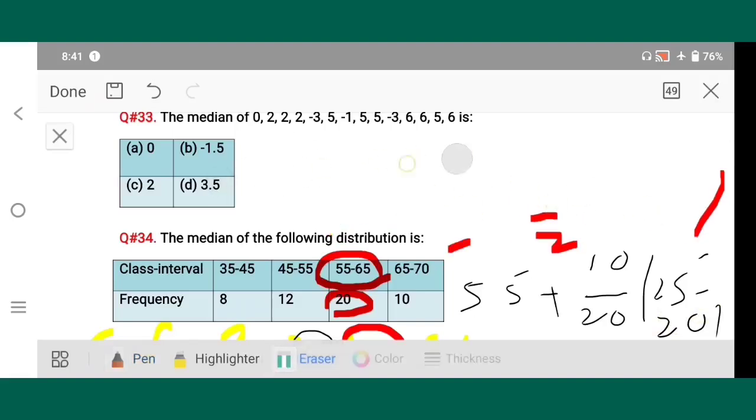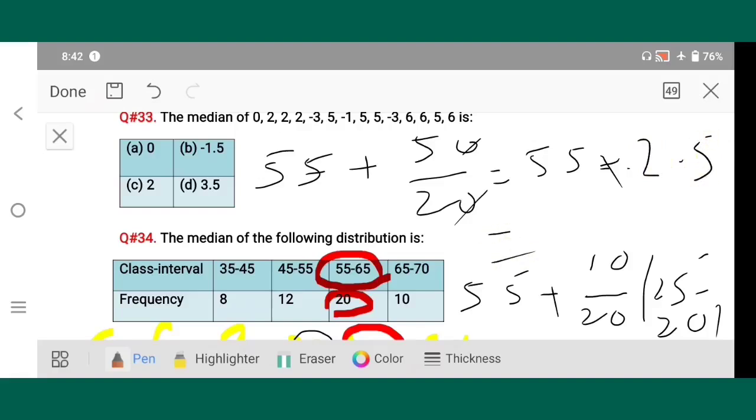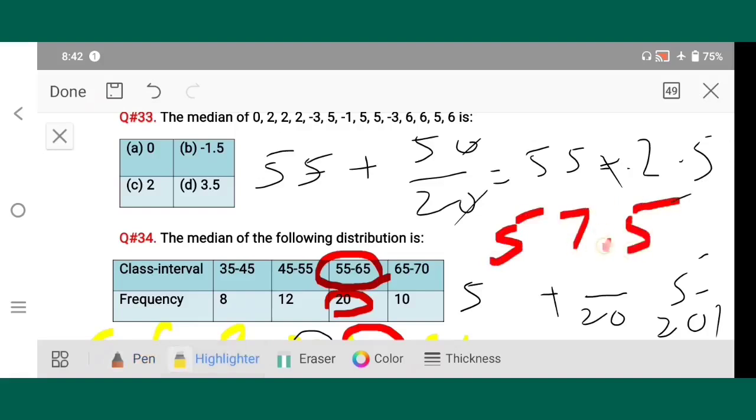We have 55 plus 25 minus 20 gives 5. 5 times 10 gives 50. So 50 divided by 20 gives 2.5. So it gives 55 plus 2.5, which is 57.5. So 57.5 is the right answer.